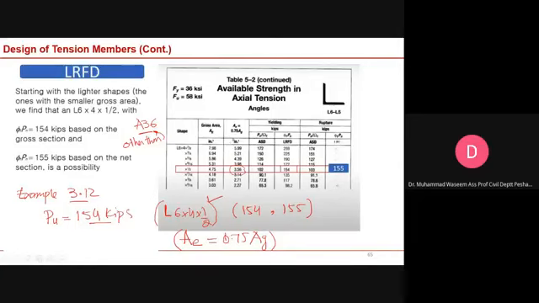So this whole procedure I have demonstrated with this. We have repeated example number 3.12 using the design aid or design tables, tables 5.2 and onwards. I hope these things will be clear to you.